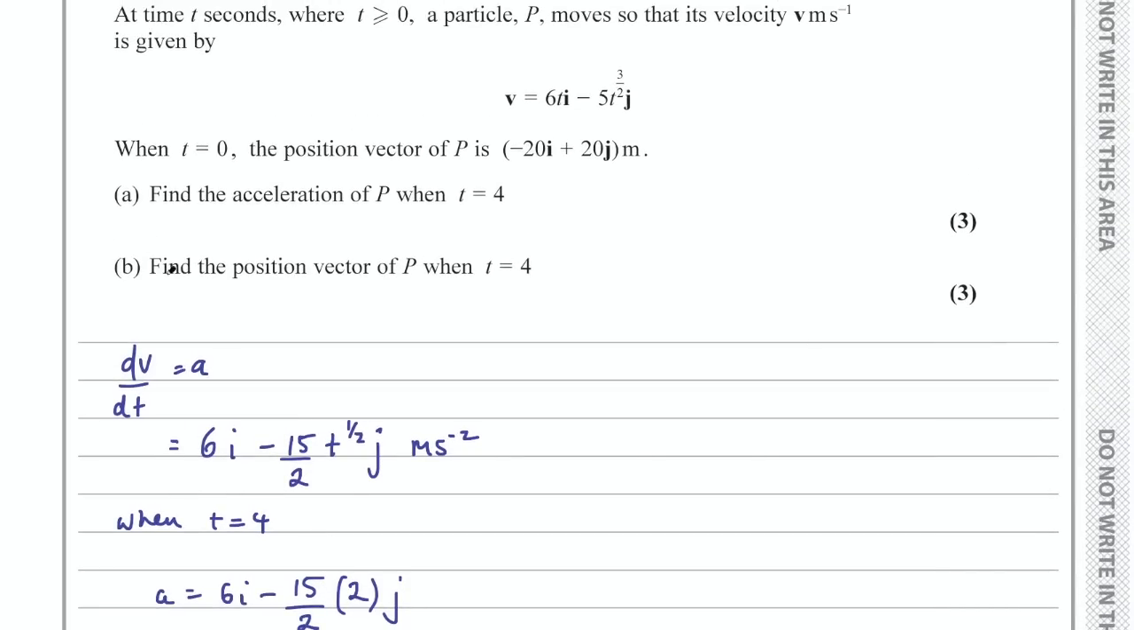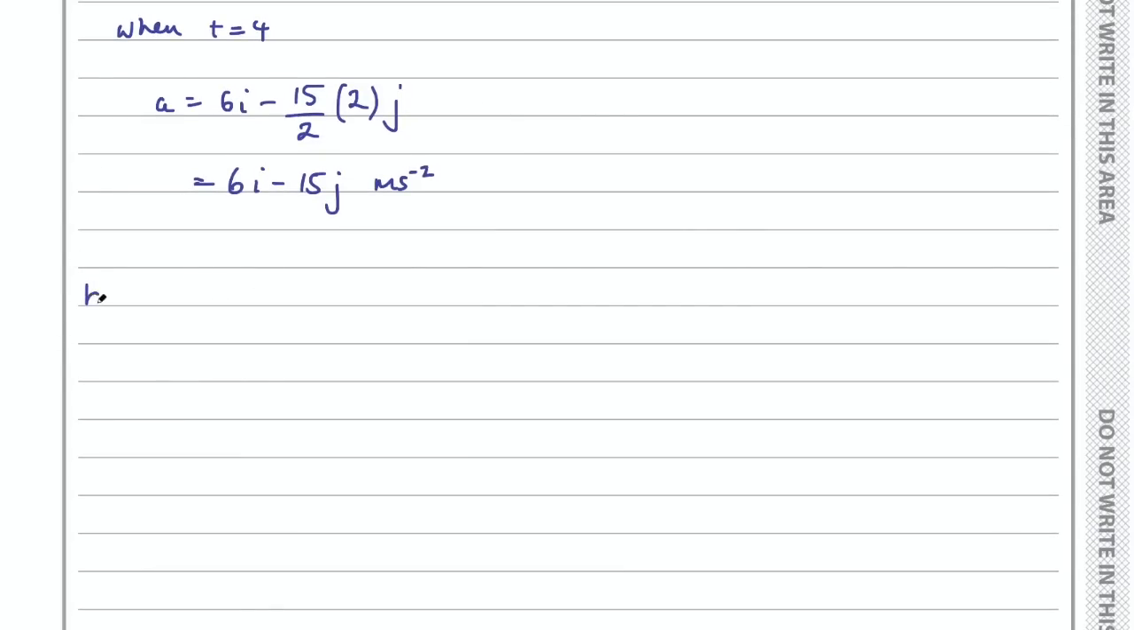On to part B. Part B says, find the position vector of P when t equals 4. For the position, we can integrate the velocity. This is something you really need to understand, that the derivative of v is acceleration and the integral of v is the position. So taking the integral of this expression now, we would have for part B, the integral of v is using the power rule, we would add 1 to that power and divide.